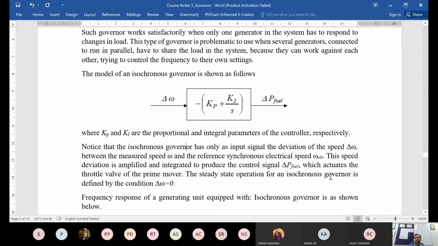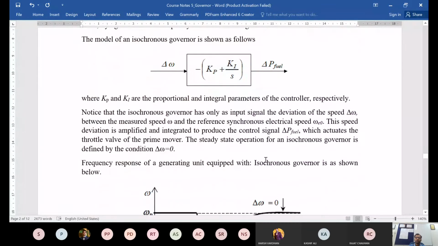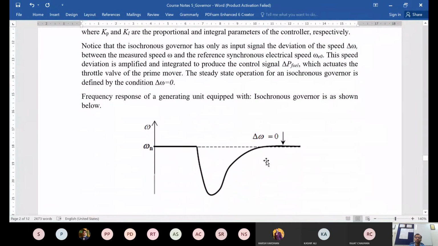The steady state operation for an isochronous governor is defined by the condition delta omega equal to 0. So obviously when the steady state is there, when the load variation is not there, then delta omega will be 0 and delta P fuel will be 0. And if you want to plot the frequency response of a generating unit equipped with an isochronous governor, this is the type of frequency response you'll get. So you have some nominal frequency value, and you can define an electrical angular speed omega n. So it is just constant there.